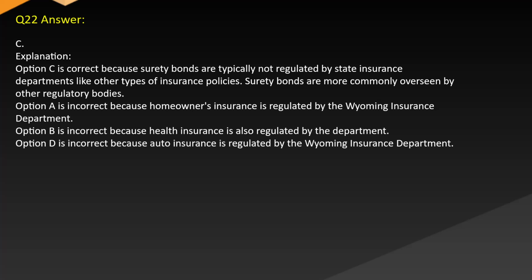Answer: C. Explanation. Option C is correct because surety bonds are typically not regulated by state insurance departments like other types of insurance policies. Surety bonds are more commonly overseen by other regulatory bodies. Option A is incorrect because homeowners insurance is regulated by the Wyoming Insurance Department. Option B is incorrect because health insurance is also regulated by the department. Option D is incorrect because auto insurance is regulated by the Wyoming Insurance Department.